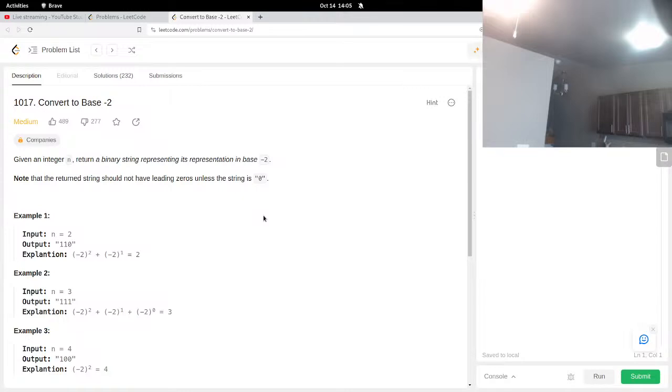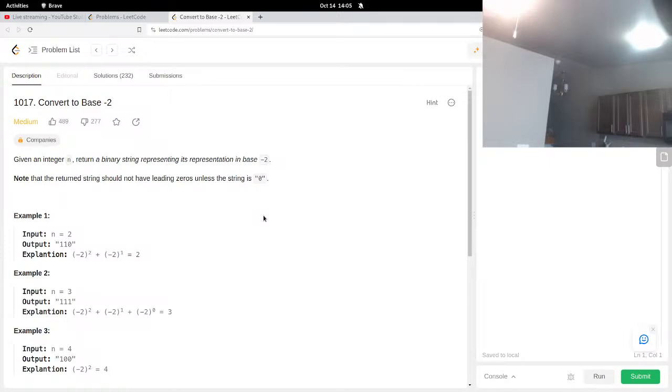You could do negative 2 to the first plus negative 2 to the 0. That works. No, it doesn't work. Negative 2 to the first can only be represented, not negative 2 to the first, it's got to be 2 to the first plus 2 to the 0. 2 to the 0 can be negative 2 to the 0. 2 to the first can be negative 2 squared plus negative 2 first. And there's no issue there.